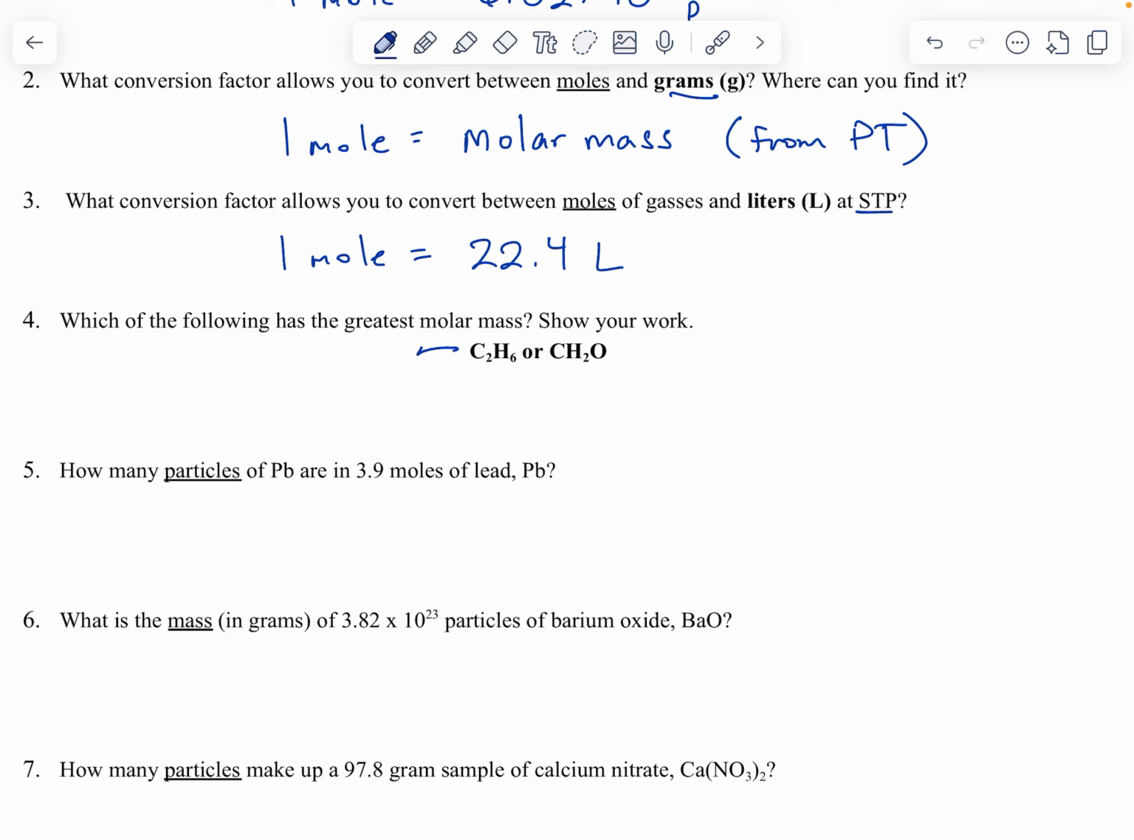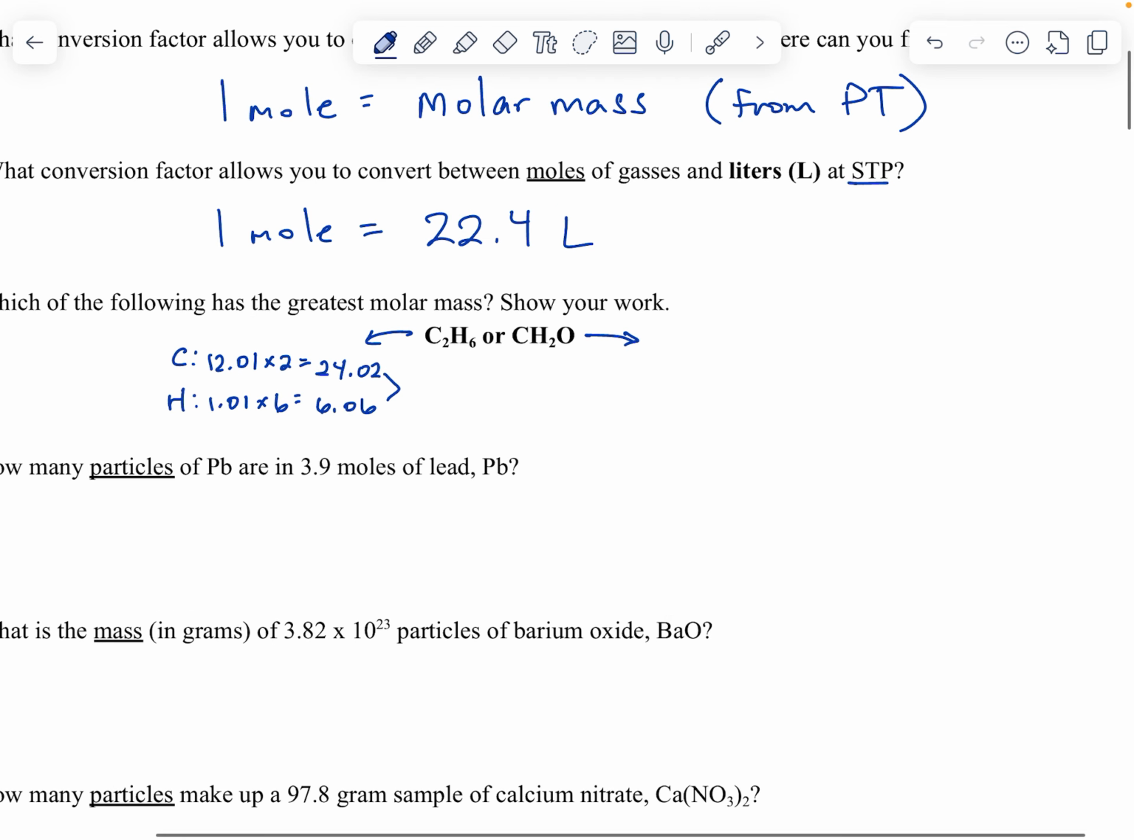So let's do C2H6 over here, and let's do CH2O over there. We have carbon, we have hydrogen. Carbon weighs 12.01 grams. Hydrogen weighs 1.01. I'm going to multiply each by how many I have. We get 24.02. We get 6.06, and then we add them together, and we should end up with 30.08, of course, grams per mole. All right, so that is for C2H6.